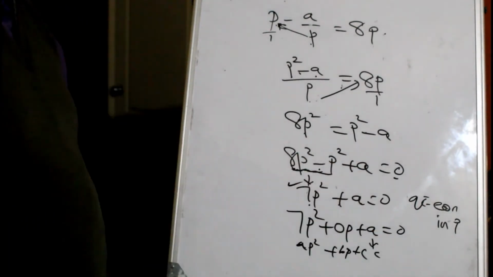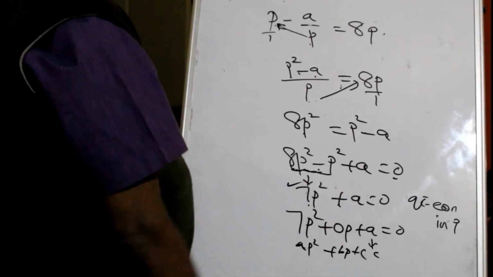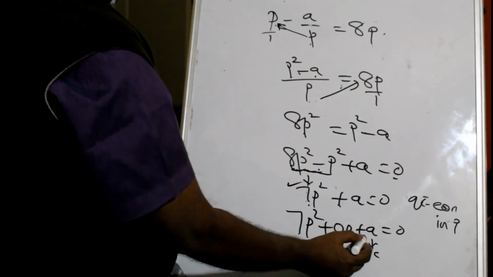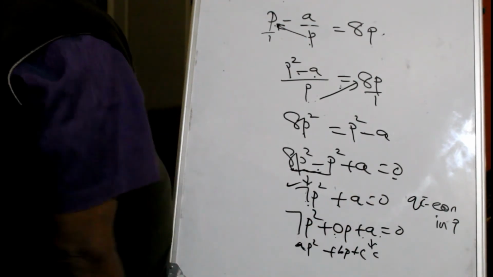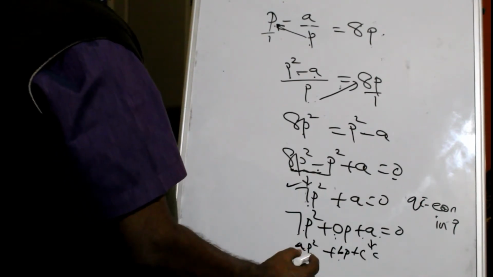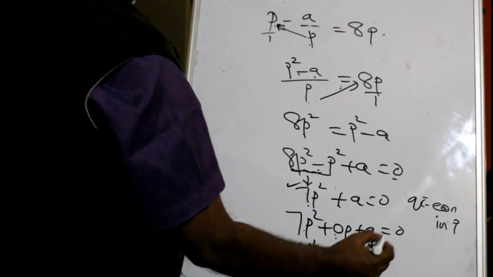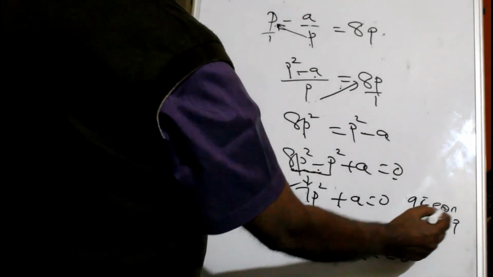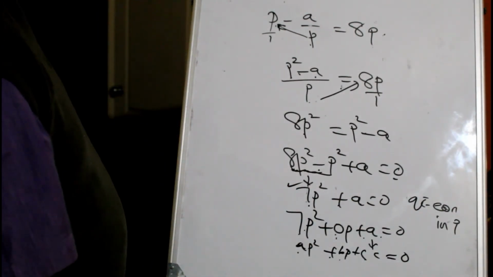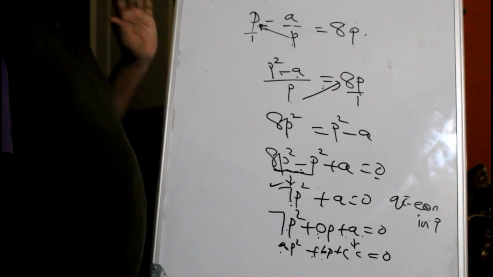This is also a quadratic equation in p, though the term p is missing. If you are very particular, you can write it like this: 7p square plus 0p plus a. 0p is no p at all, but yet the p square term is there. So this is of the form a p square plus b p plus c equal to 0, which is a quadratic equation in p. Now you understood, in all the 15 sums, how to check whether it's a quadratic equation.